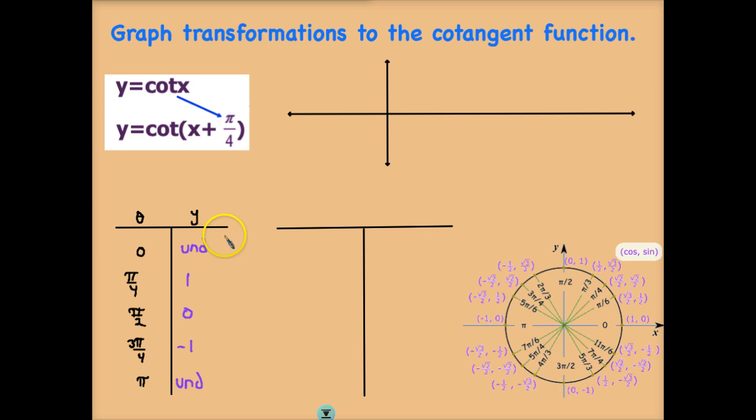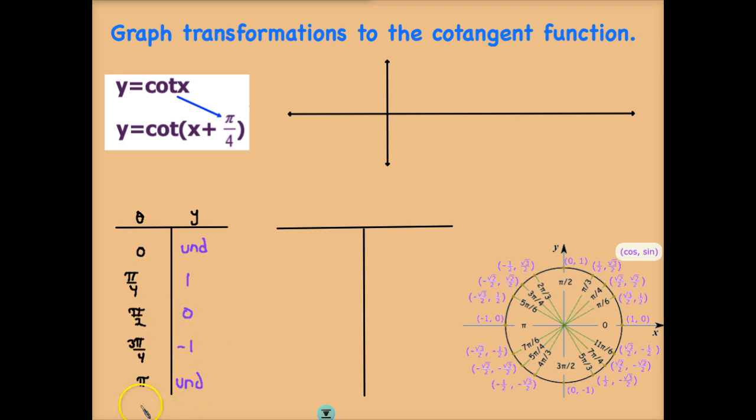So how do we go about doing this transformation? This transformation, remember, means a shift left of pi over 4. That means all of our angles will shift left pi over 4. We'll be taking our cotangent and moving it to the left pi over 4. So we'll have these same y values, but we'll have shifted theta values.